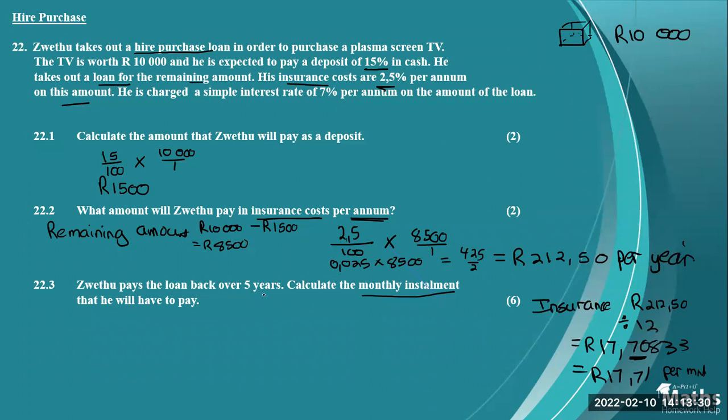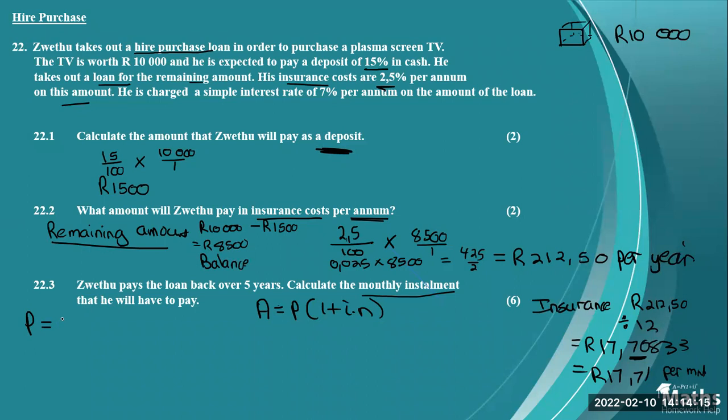Sweetu pays the loan back over 5 years. So he's going to pay it back over 5 years, and it's hire purchase. And then they also say calculate the monthly installment that he will have to pay. So it's hire purchase. What is your P amount? Remember, this guy already paid a deposit. So the remaining amount will be the 10,000 for the television minus the deposit that he already paid. So this amount, 8,500, will be the balance that the guy must still pay.